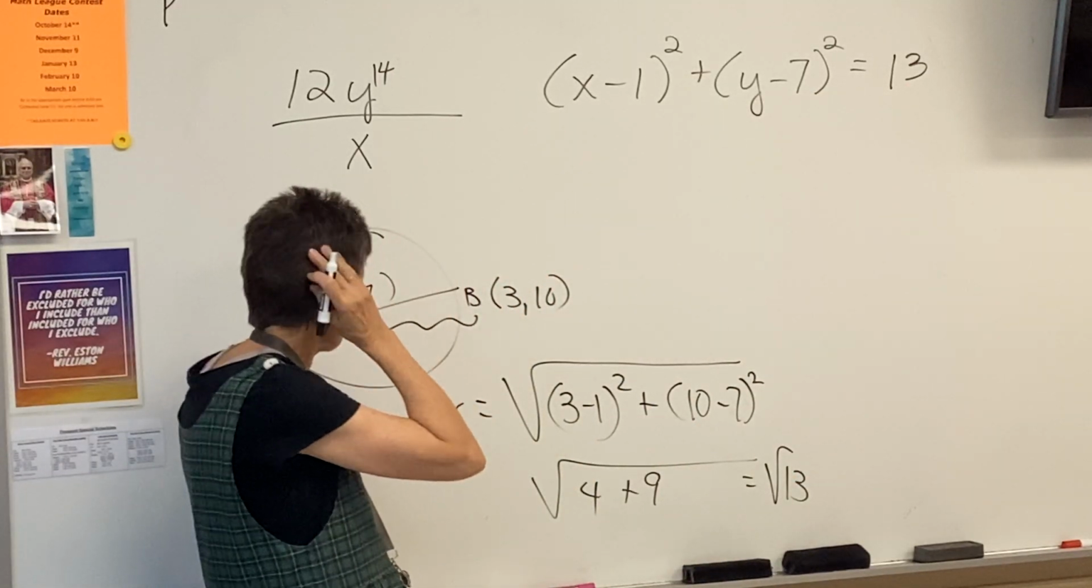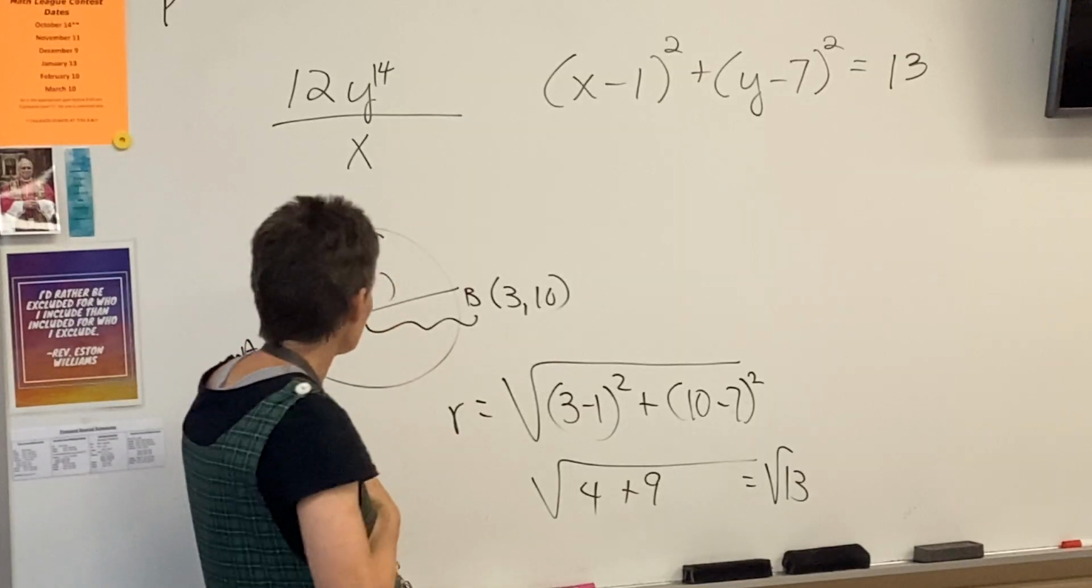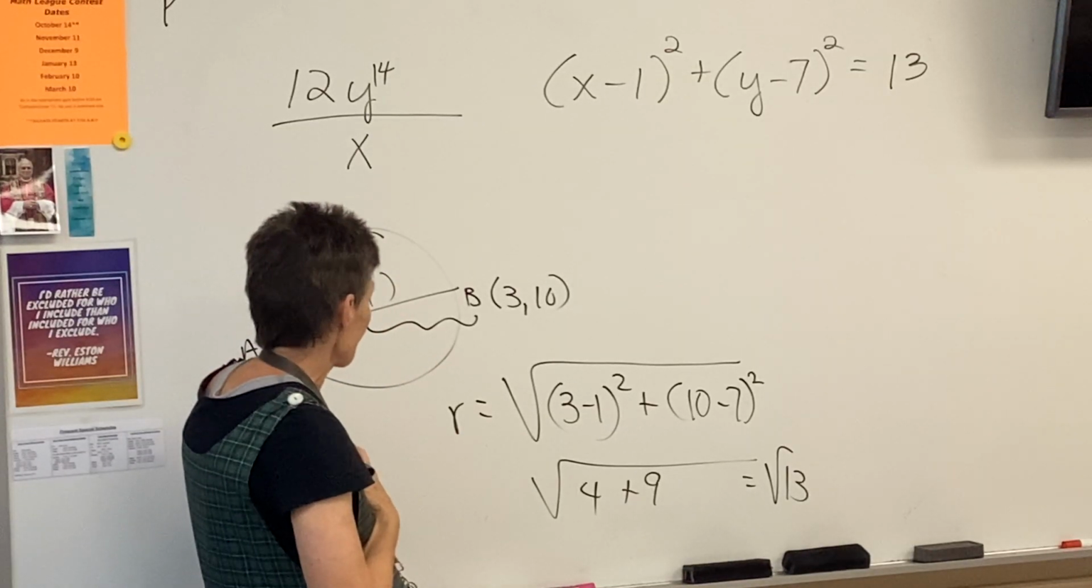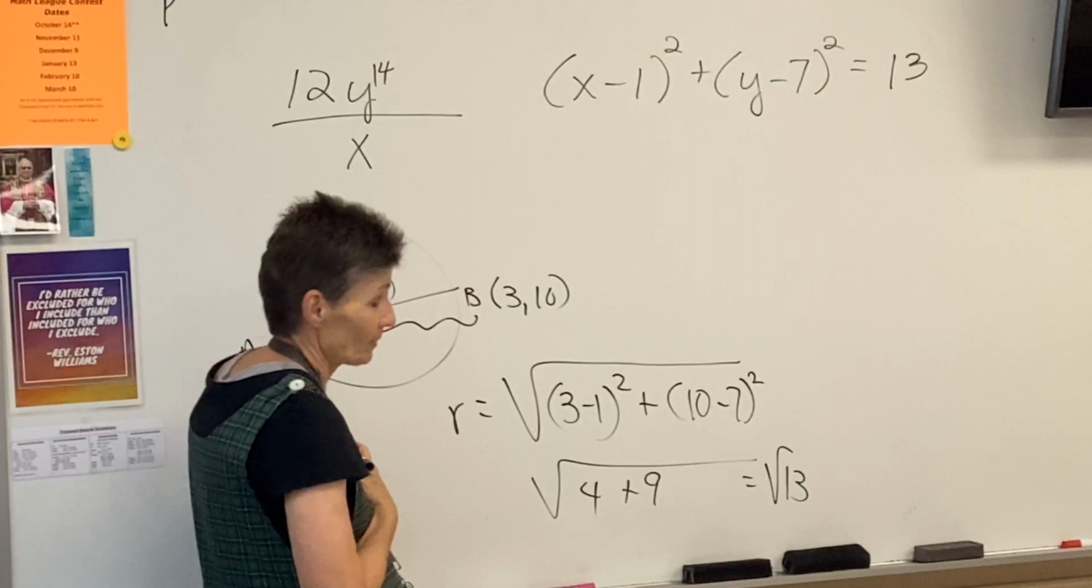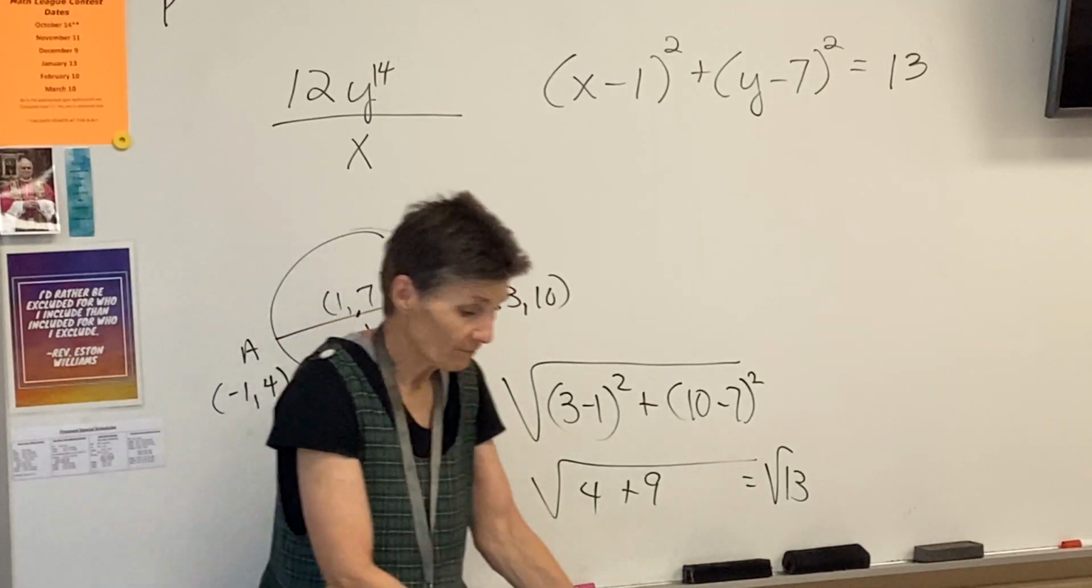So, Sam, I see you kind of looking funny. Did I make an arithmetic mistake? No, I did my math wrong. Are you sure it was you? Yeah. Because it's very likely to be.